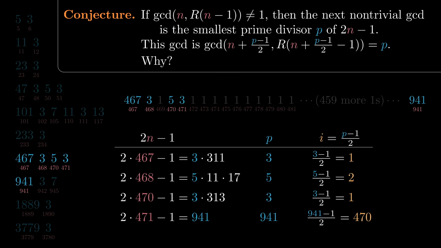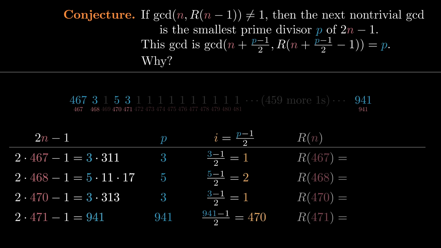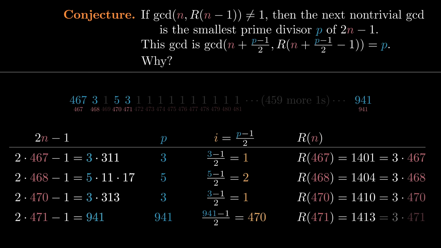We've been able to compute the sequence of GCDs without actually knowing any terms of the original sequence R of n. But let's look at the values of R of n for this cluster. If you compute them using the recurrence, you'll find that R of 467 is 1401. By continuing to iterate the recurrence, we can compute these other values. Do you see the pattern? Here's a hint. In all cases, R of n is exactly 3 times n.